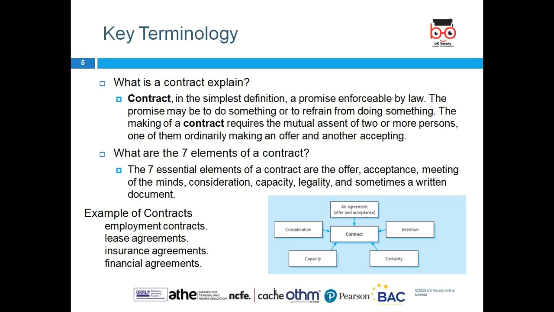So we can't call it a contract, because there needs to be an offer, acceptance, consideration, capacity, and certainty. And there needs to be intention. What are your intentions? Any question here?